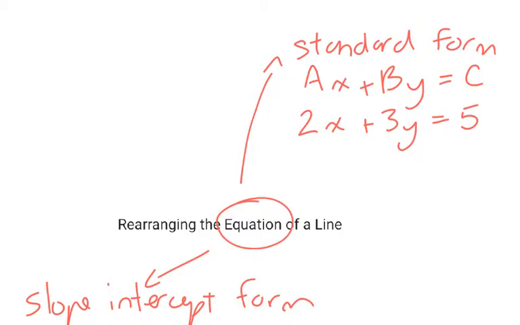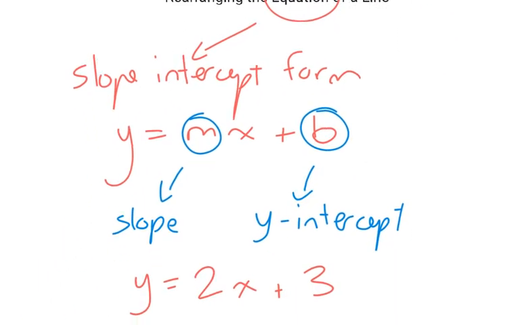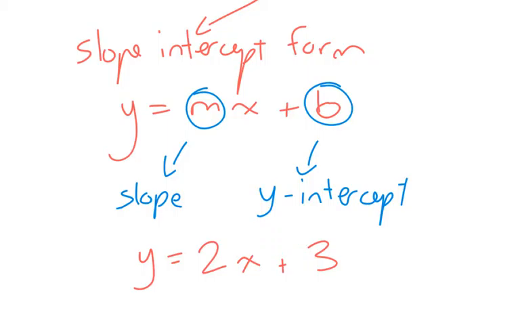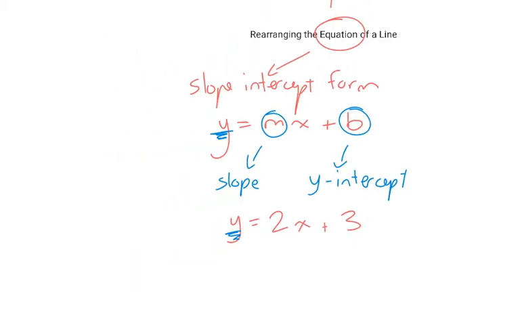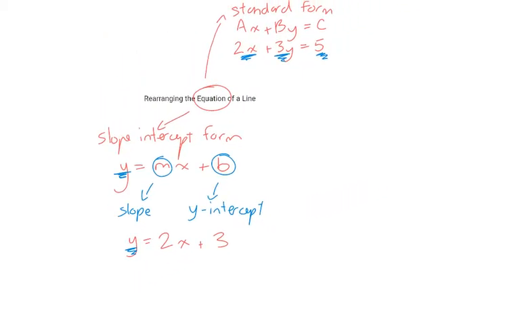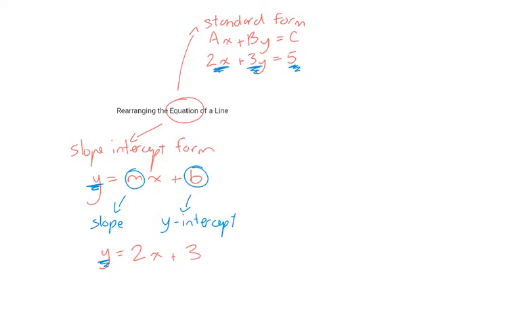In standard form, all the variables as well as their coefficients are located on one side of the equation, while the constant is located on the other side of the equation. Whereas in slope-intercept form, you'll notice that the variable of y has been isolated on one side of the equation, while everything else is located on the right side. So those are the two main forms of an equation of a line.